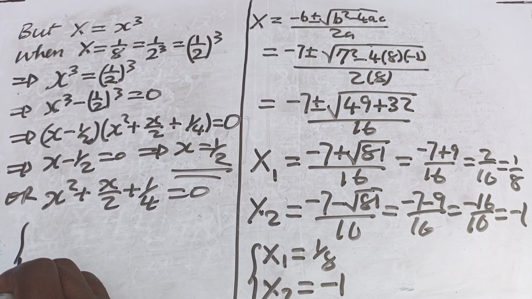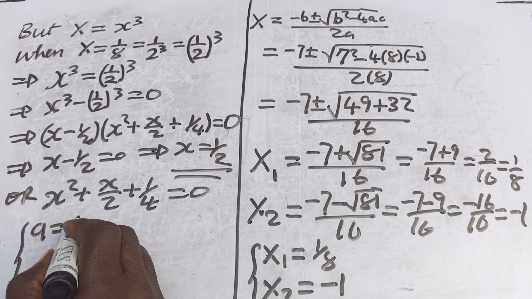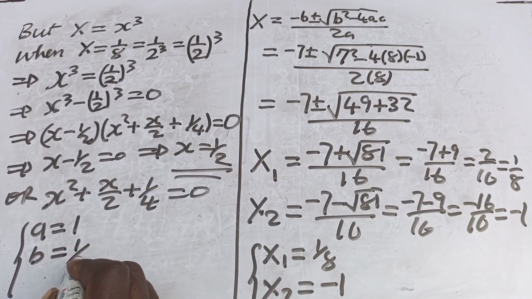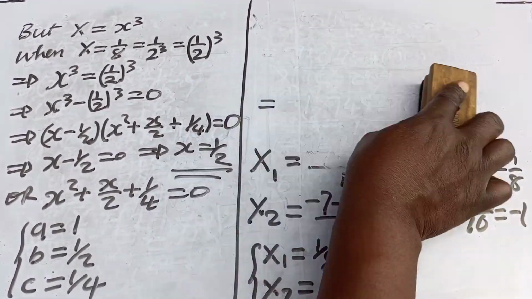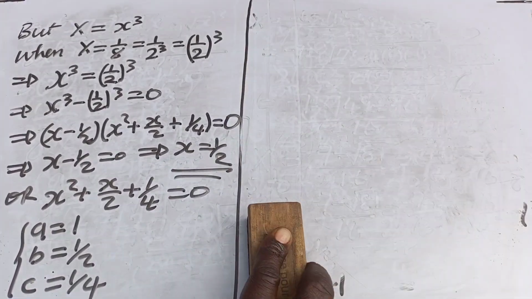All right, so we collect our coefficients. A is 1, B is a half, C is 1/4. Now let's put it in the quadratic formula.